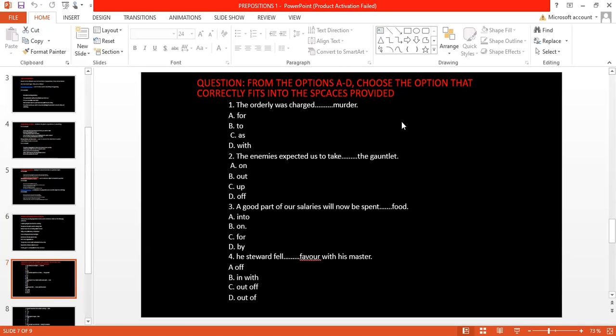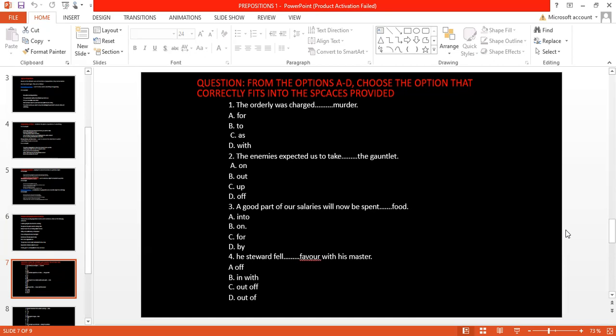Look at the next question. Number three, a good part of our salaries will now be spent dash food. On food, into food, for food, by food. All right. So ensure you insert the right preposition. A good part of our salaries will now be spent on food. We spend money on food, right?